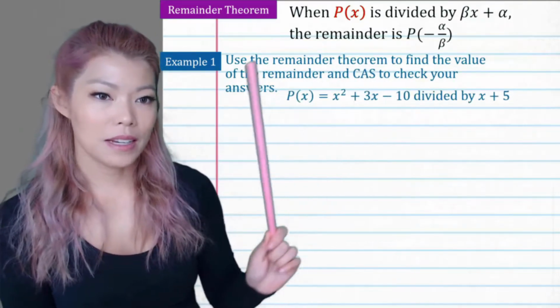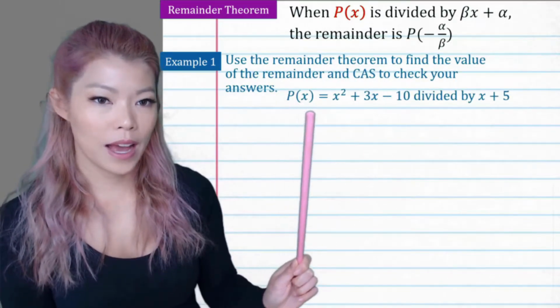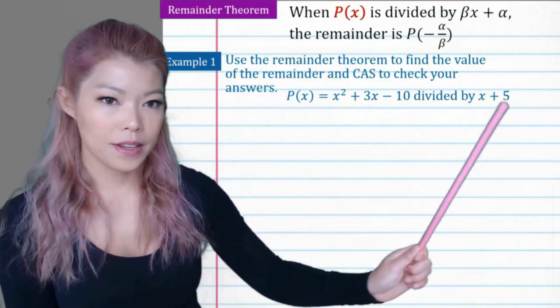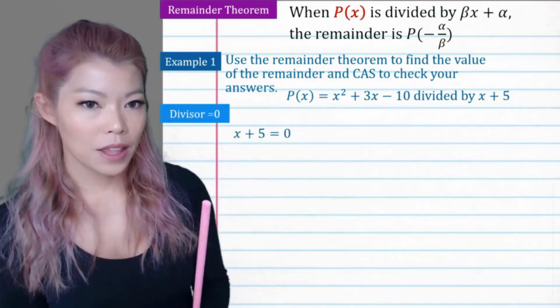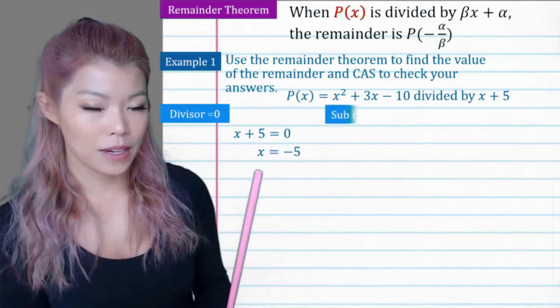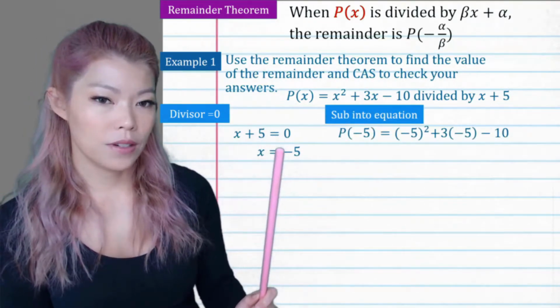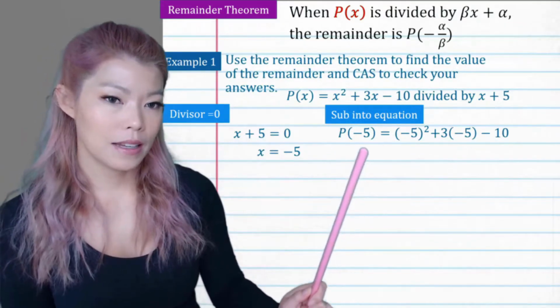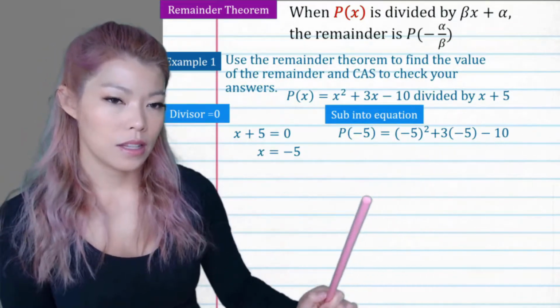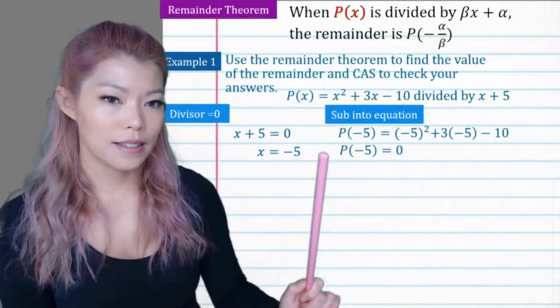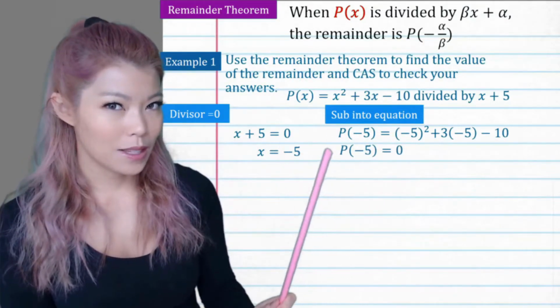So here is an example from the previous video where we had that divided by that, and we used the remainder theorem to find the value of the remainder. To do so, we let the divisor equal 0 and plugged in that number, minus 5, and we obtained a value, in this case 0. So what can you say when it's 0?